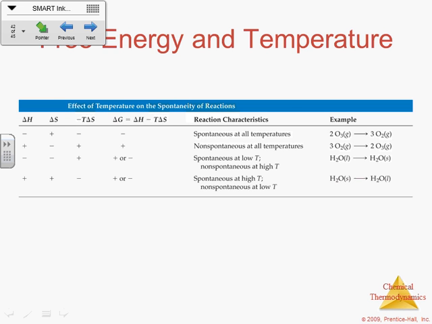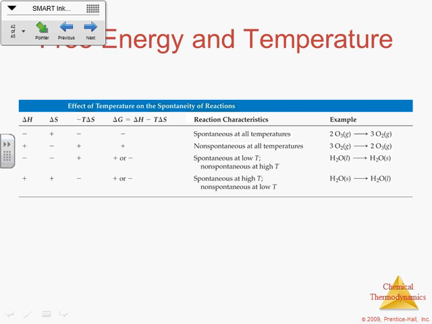So if the delta H is negative and the delta S is positive, the delta S being positive makes the negative T delta S term negative. So then the delta G is negative, spontaneous at all temperatures at that point. Okay, so there is no temperature dependency if the delta H is negative and delta S is positive.